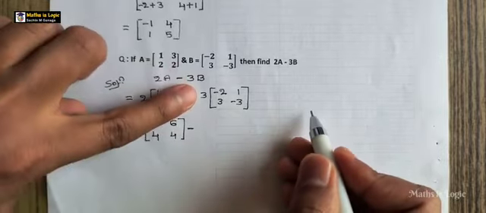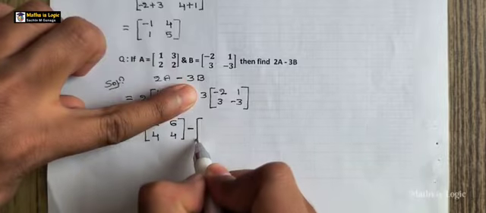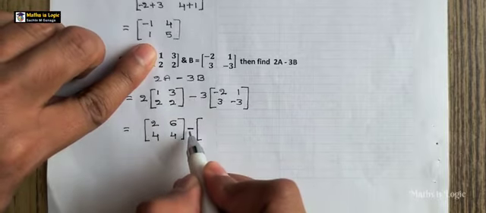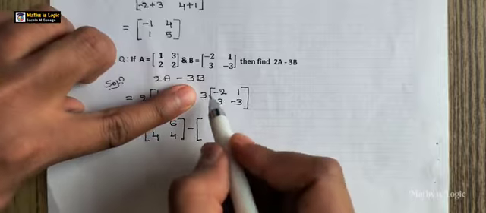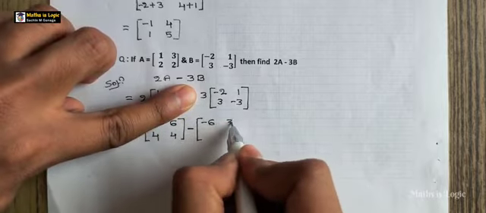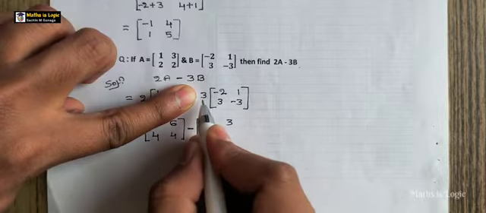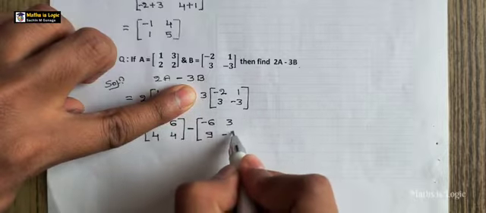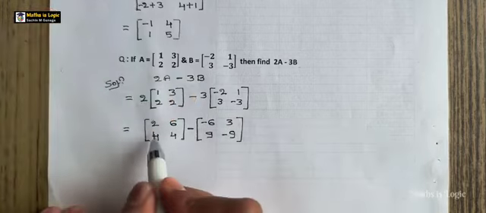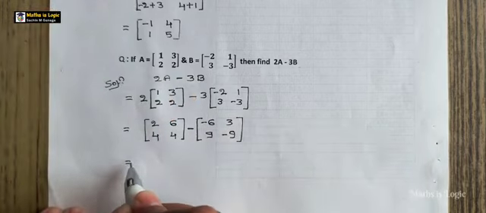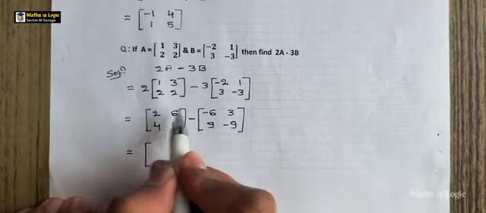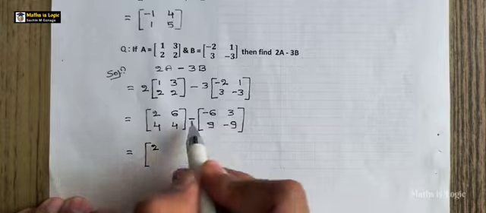Next, only with 3 multiply. Don't consider the negative sign because already you kept this negative sign here. Only multiply with 3. 3 into minus 2, minus 6. 3 into 1, 3. 3 into 3, 9. 3 into minus 3 is minus 9. Next, subtract corresponding elements. Therefore, first element with first element, 2.